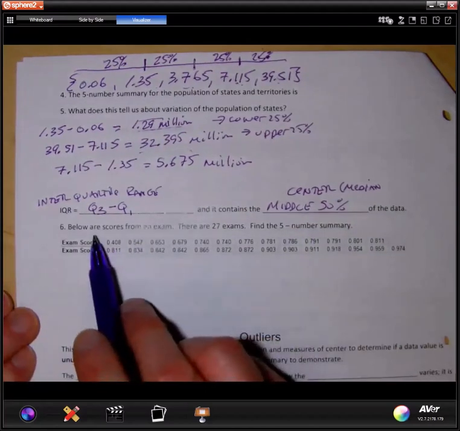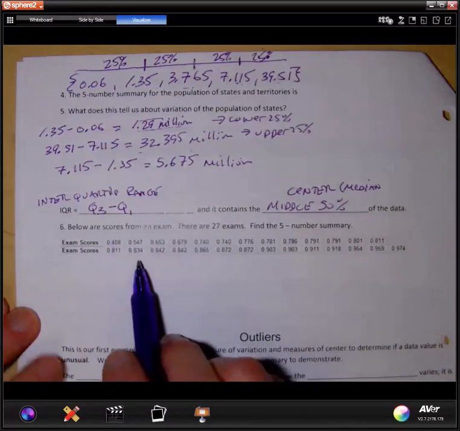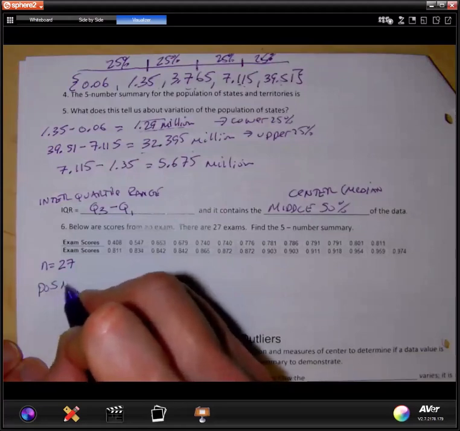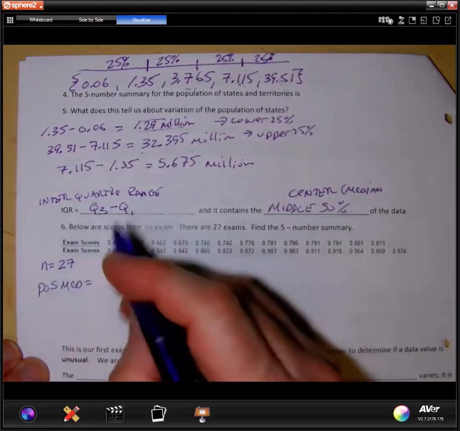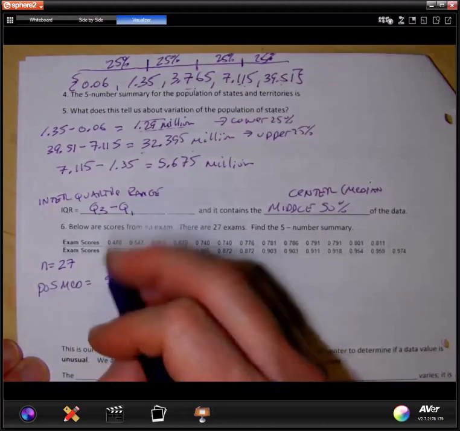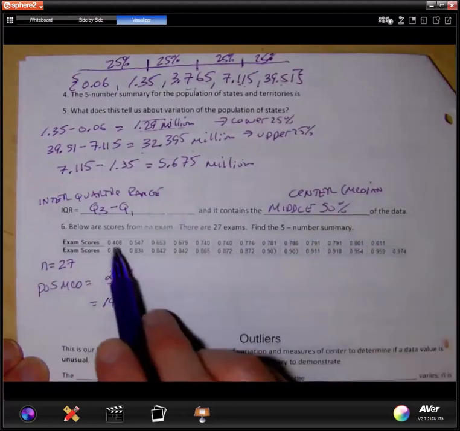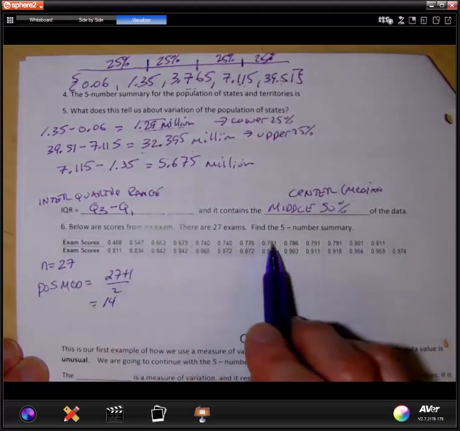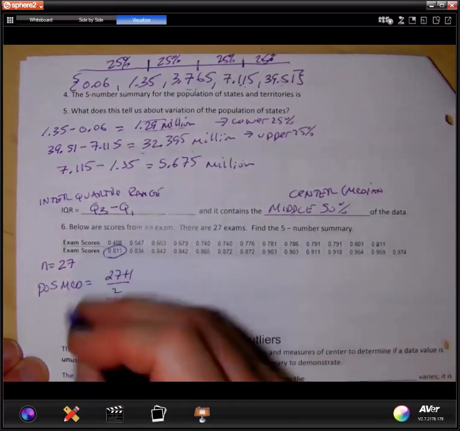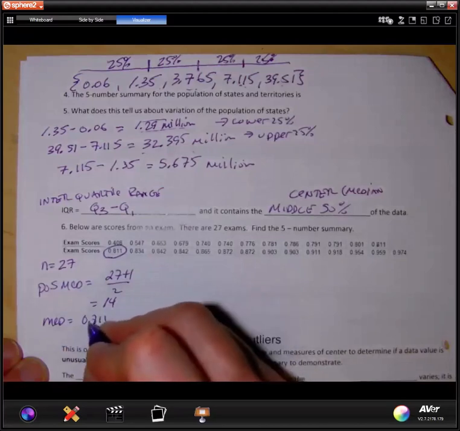Okay, so now we have exam scores here, 27 exams, find the 5-number summary. Oh, the position of the median, let's find this first. 27 plus 1 divided by 2 equals 14. Well, that's nice. 1, 2, 3, 4, 5, 6, 7, 8, 9, 10, 11, 12, 13, 14. This is my median. So the median equals 0.811.